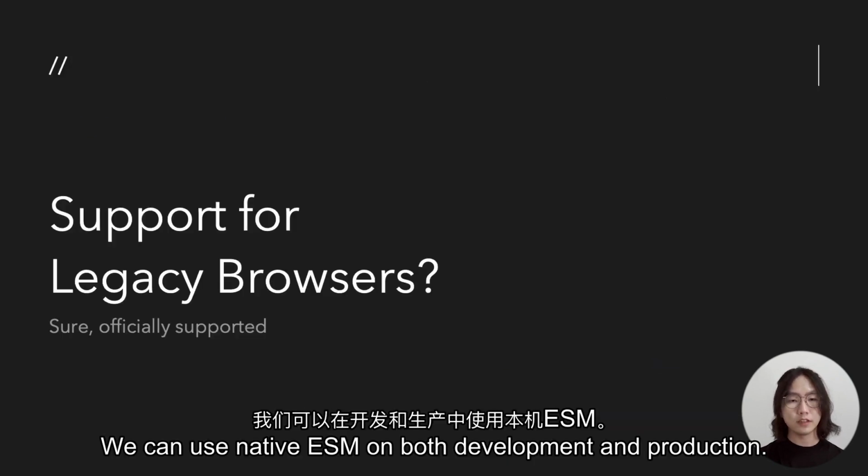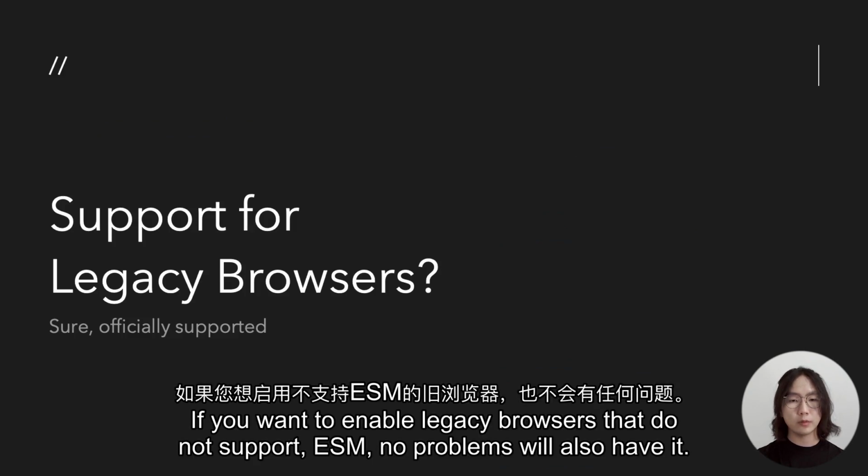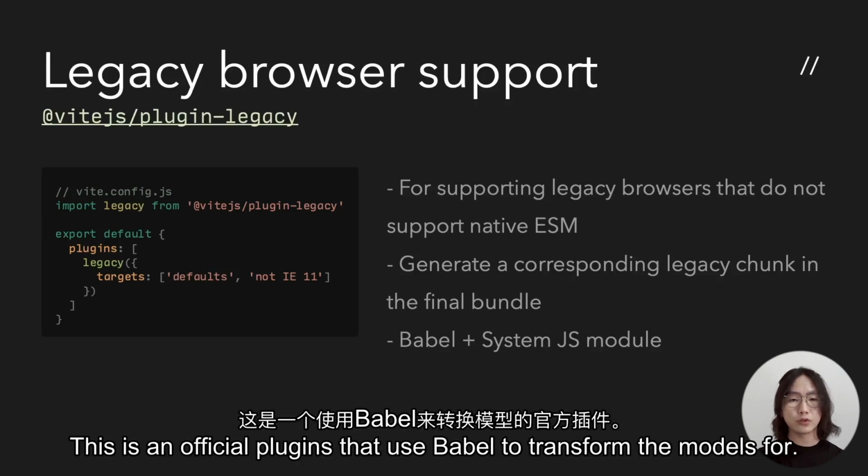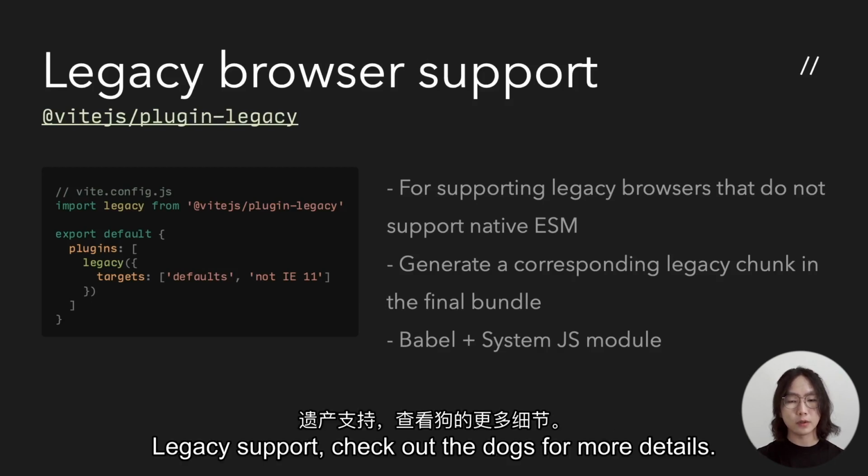Vite uses native ESM in both development and production. If you want to enable legacy browsers that do not support ESM, no problem, we also have it. This is an official plugin that uses Babel and SystemJS to transform the modules for legacy support. Check out the docs for more details.